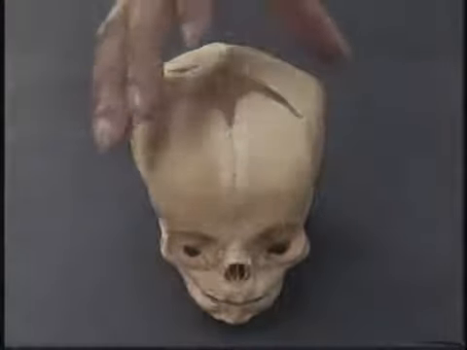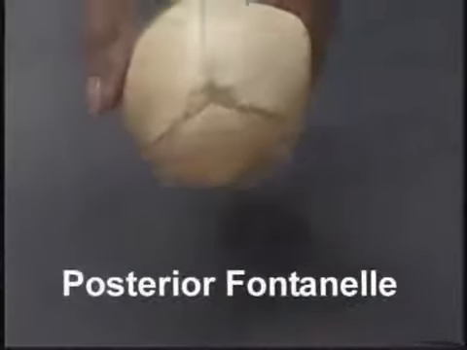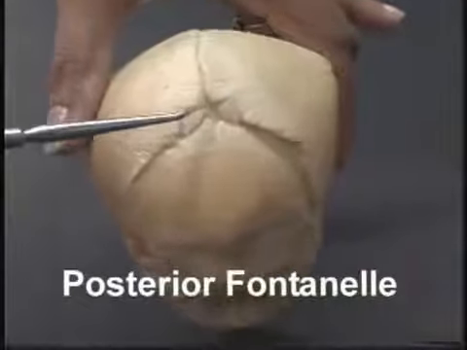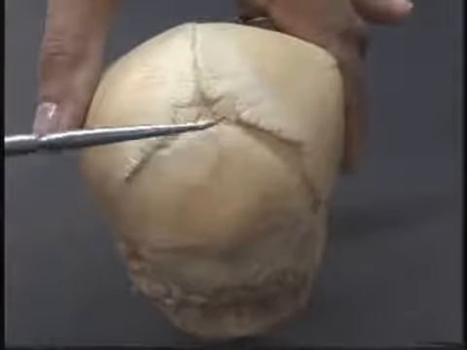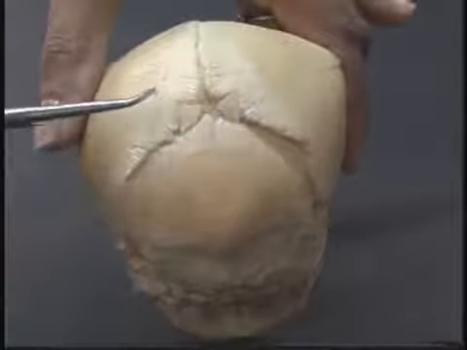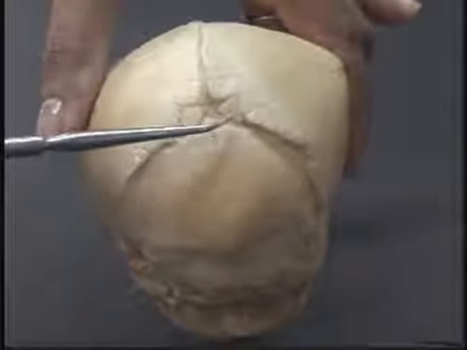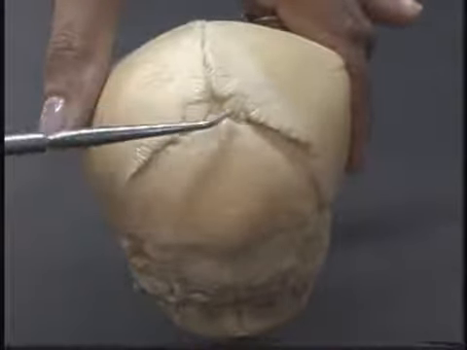Let's look at the position of the posterior fontanelle. This is the soft spot on the posterior aspect of the skull between the two parietal bones and the occipital bone. It's a triangular soft area.